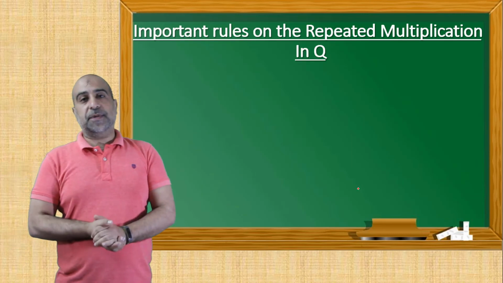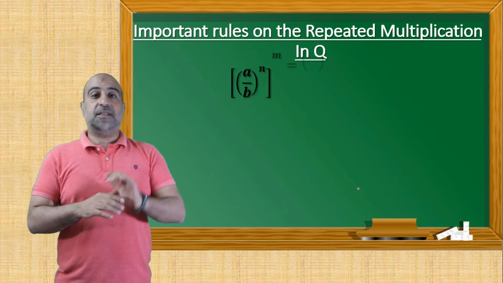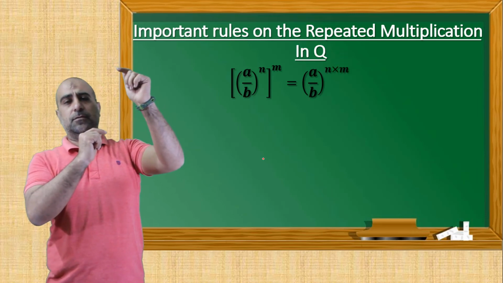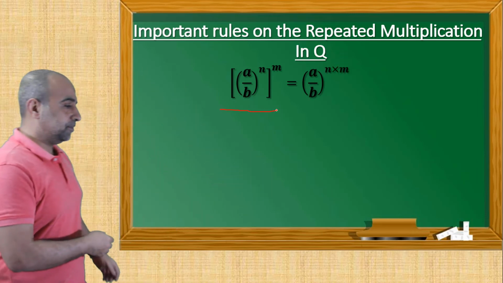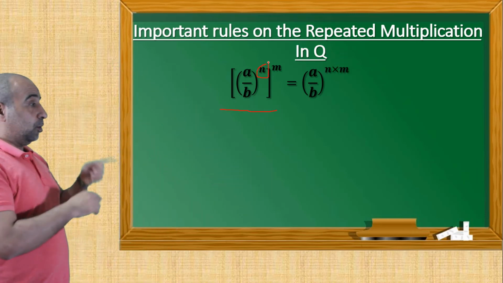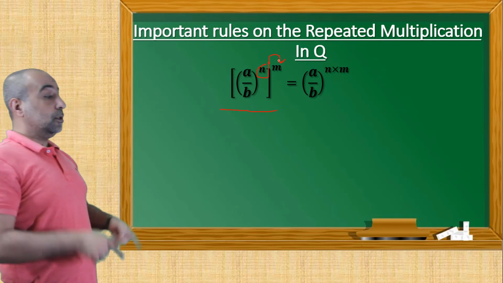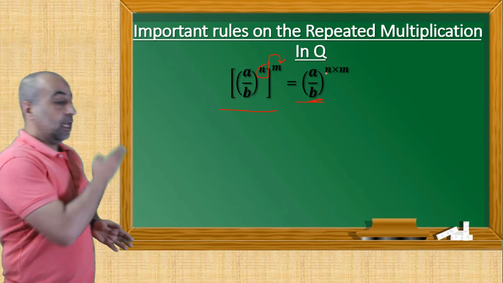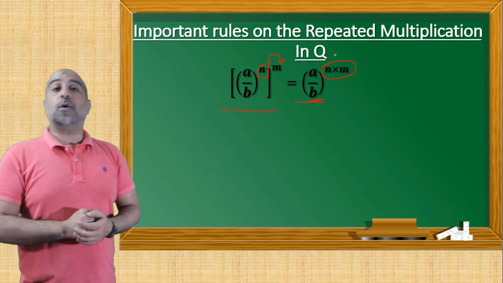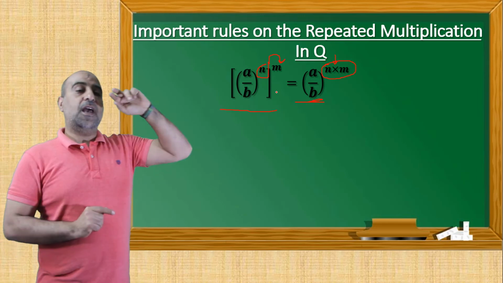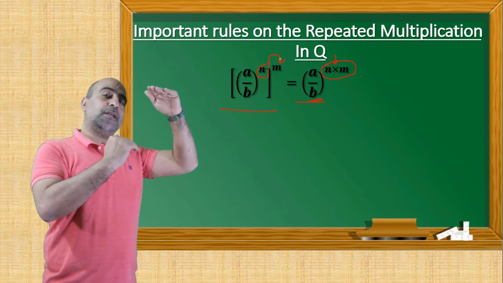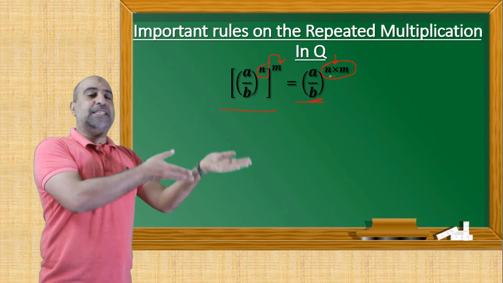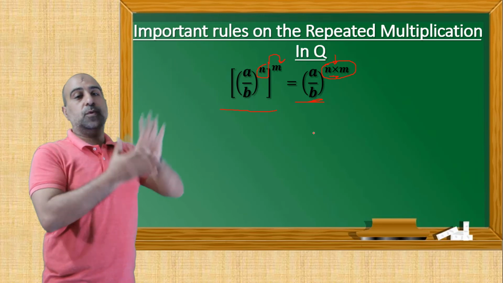A new rule of the repeated multiplication. What if there is a power over another power? Look at this form. A over b all to the power of n, all to the power of m. Then the result will be a over b all to the power of n times m. If there is a power over another power, then the result will be the base and multiply the two powers.